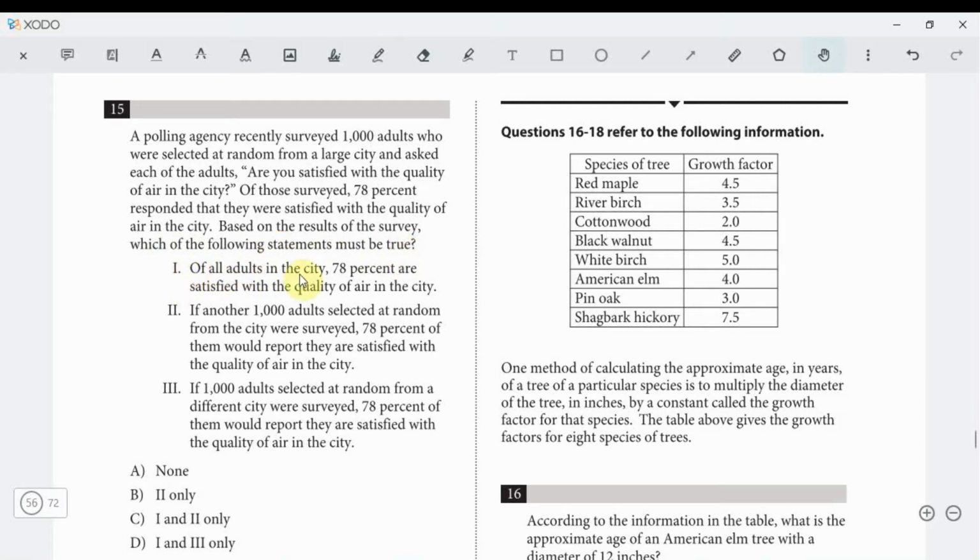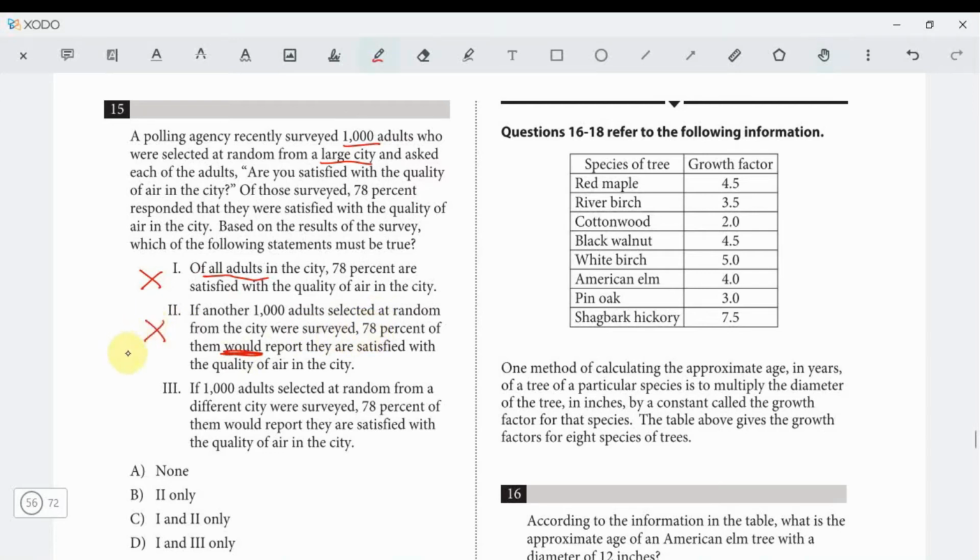Of all the adults in the city, 78% are satisfied. No, you cannot say this is true. We only surveyed 1,000 people from a large city. So the 1,000 people can't even be a true representative of a large city. So that's not true. It says if another 1,000 adults are selected at random from the city, 78% would report. Would is a direct word saying absolutely. They're saying that 78% would report that they are satisfied.